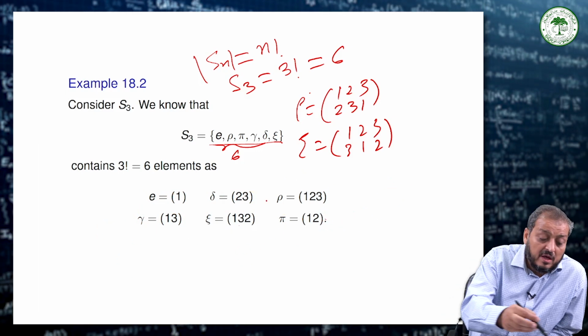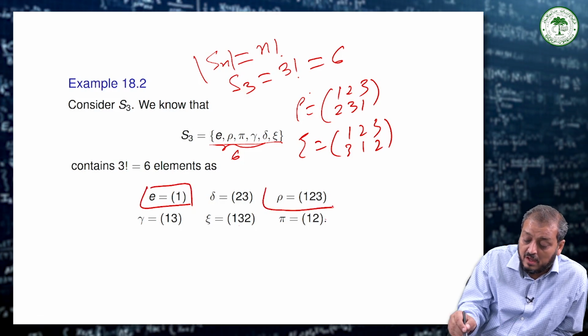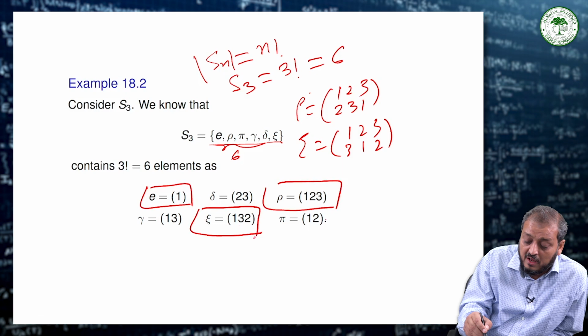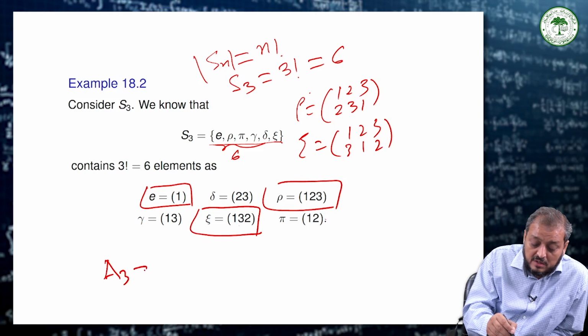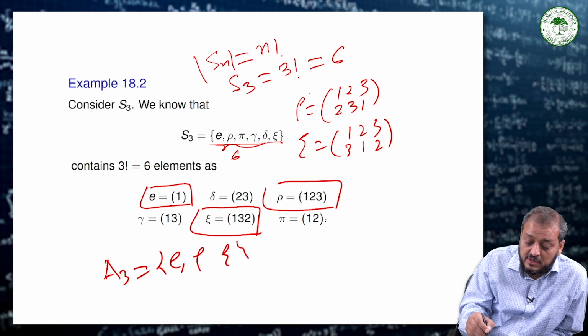So we have here rho and zeta. So this means A3 is only the identity E, rho and zeta.